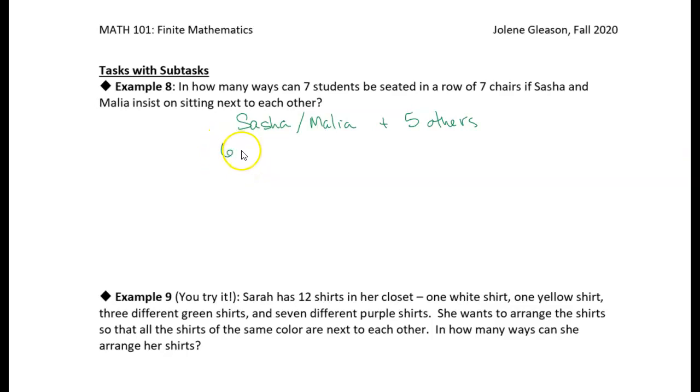And so we would have 6 times 5 times 4 times 3 times 2 times 1 ways to seat the Sasha and Malia group plus the other 5. If you seat Sasha and Malia first, you have 6 different places to put them, as if their chairs are joined together. Then the next person would have 5 choices, the next person would have 4, and 3, and 2, and 1. So we'd have 6 times 5 times 4 times 3 times 2 times 1 ways.